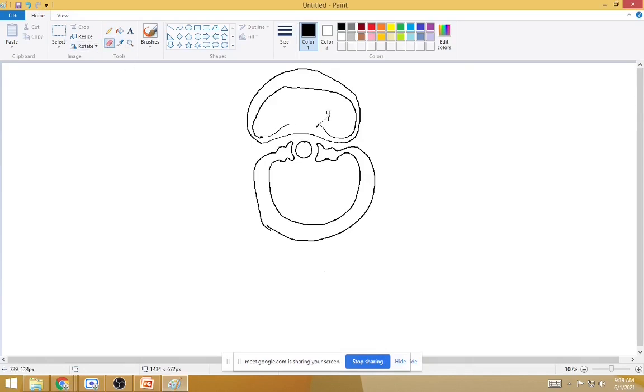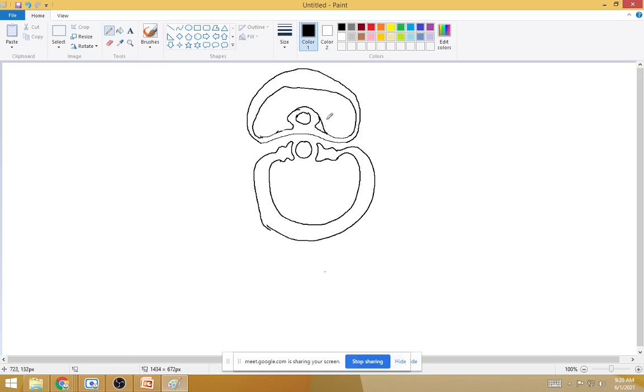So over here there will be folding like that. Now these folds will later get fused, so that there will be formation of a tube. This tube is initially attached, later on it will be detached. So this is the ectoderm.